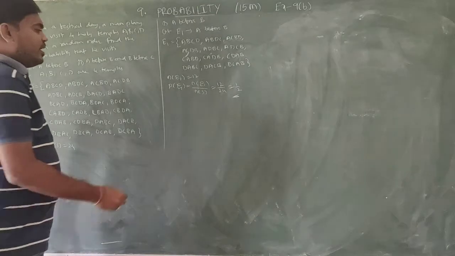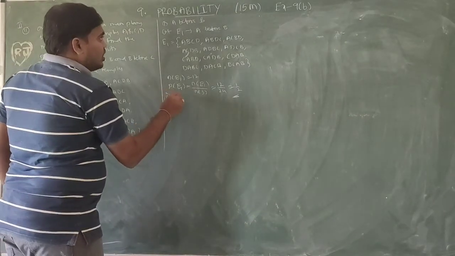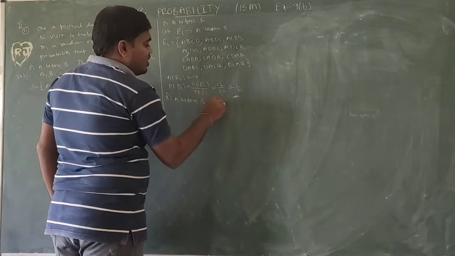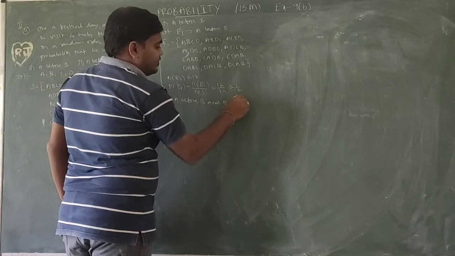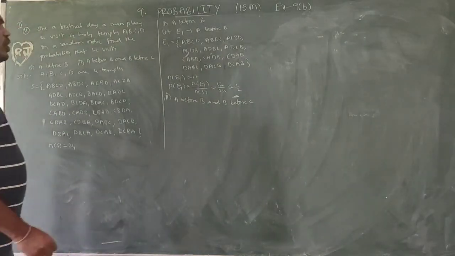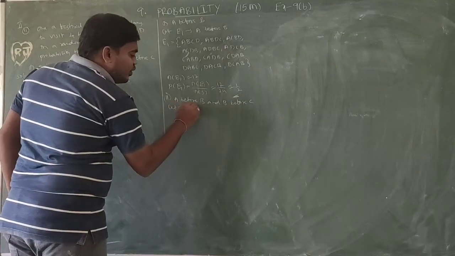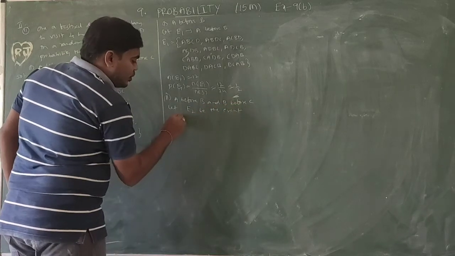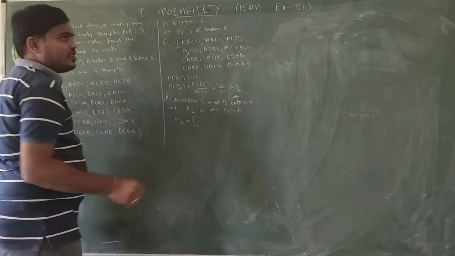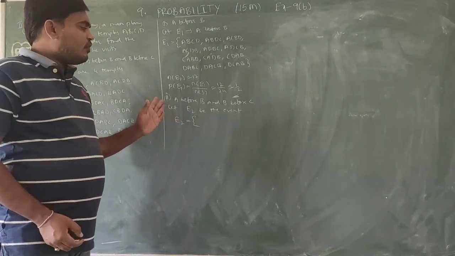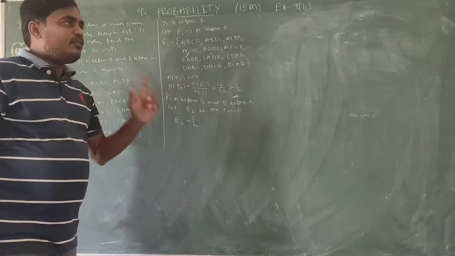Now second: A before B and B before C, which means A before B and A before C. So I am taking this as E2. I want to write the choices. After A comes B, after B comes C. This order we need to maintain.